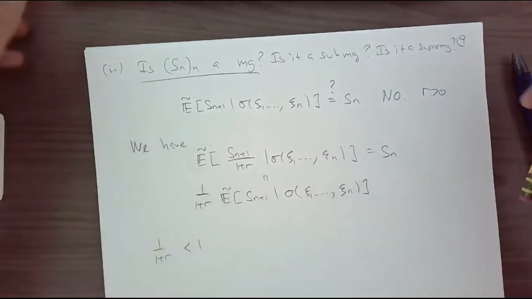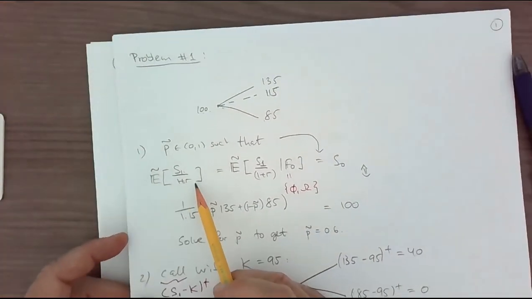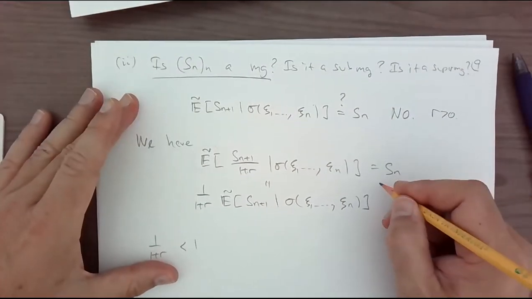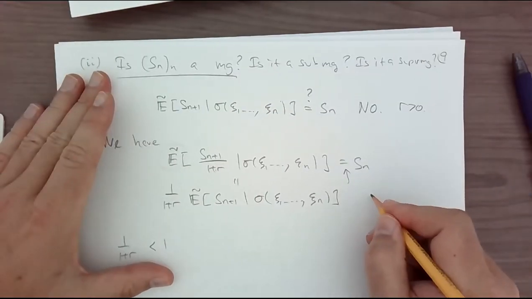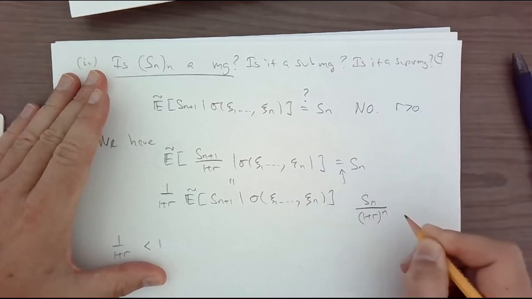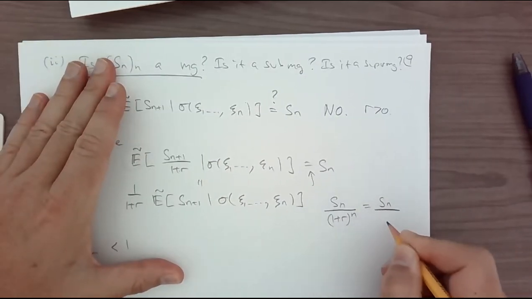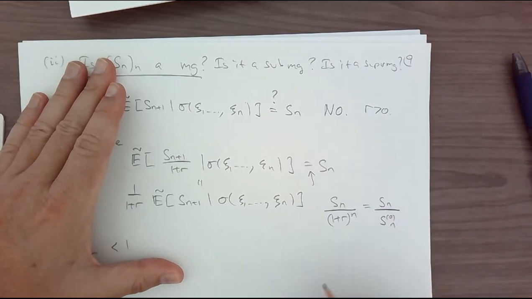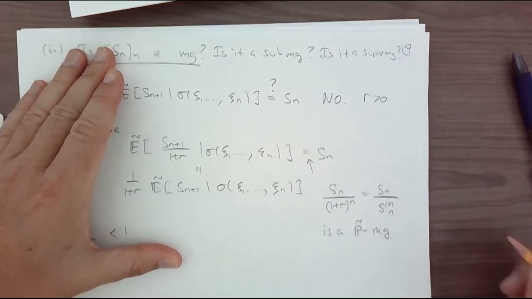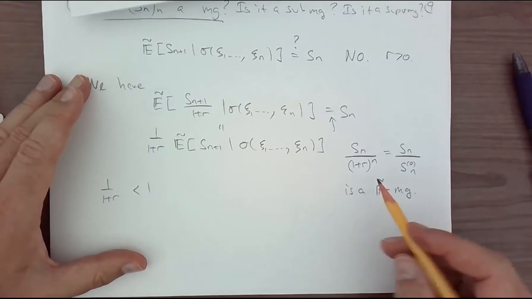Right. So it's this property here that I'm using. The property I'm using here is that Sn divided by 1 plus R to the nth, which is Sn divided by Sn0, is a P tilde martingale. Okay. Right. So what does that mean?